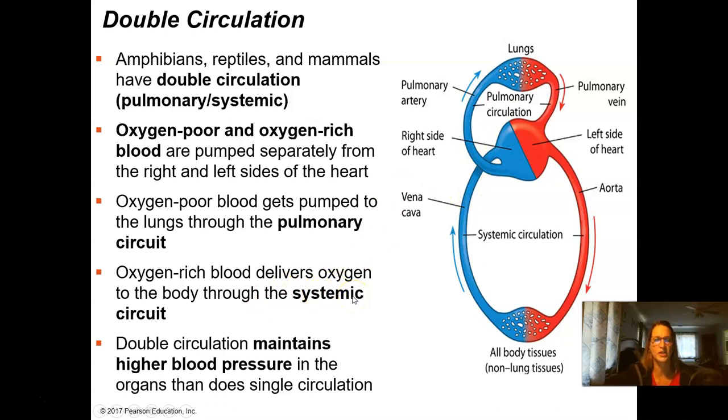Because there's double circulation in these vertebrates, besides fish, then there's higher blood pressure, and it's a lot easier for the blood to get back to the heart than if the blood were to pass through two capillary beds before getting back to the heart.